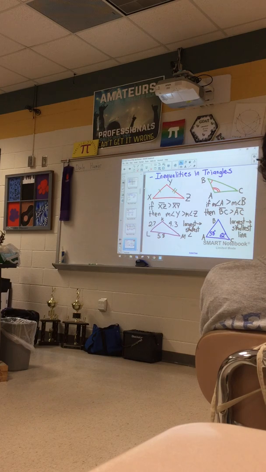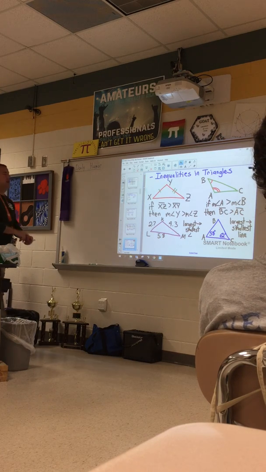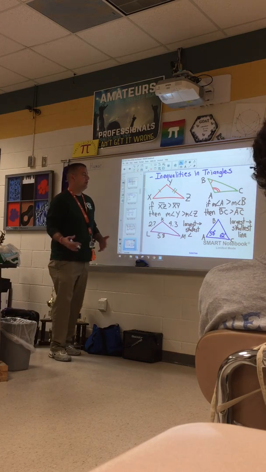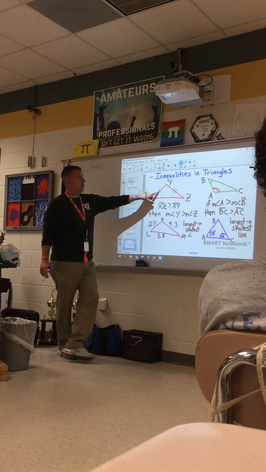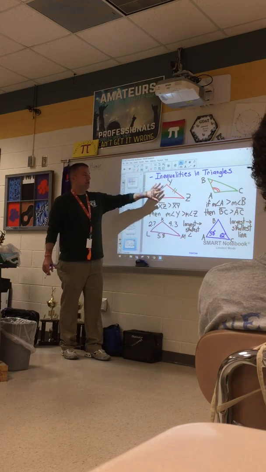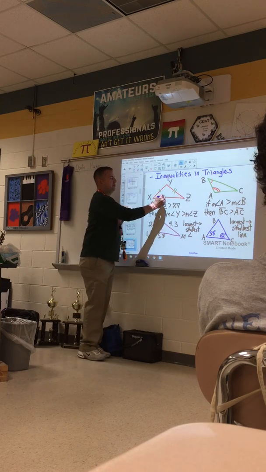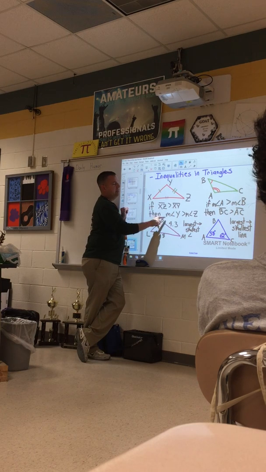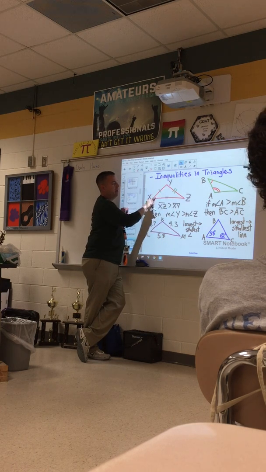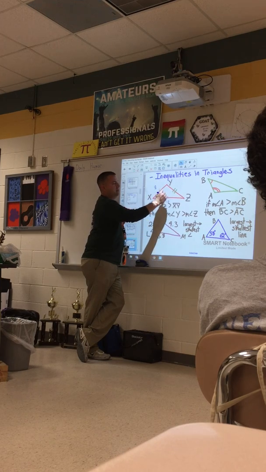Inequalities in triangles. Didn't get to teach you guys this. I used a little silly analogy of winner and loser. So if I've got inequality in one triangle, if all the angles are different and all the sides are different, then if you tell me that XZ is greater than XY, so if you tell me this is 10 and this length is 8, then this guy is the winner and this guy is the loser.